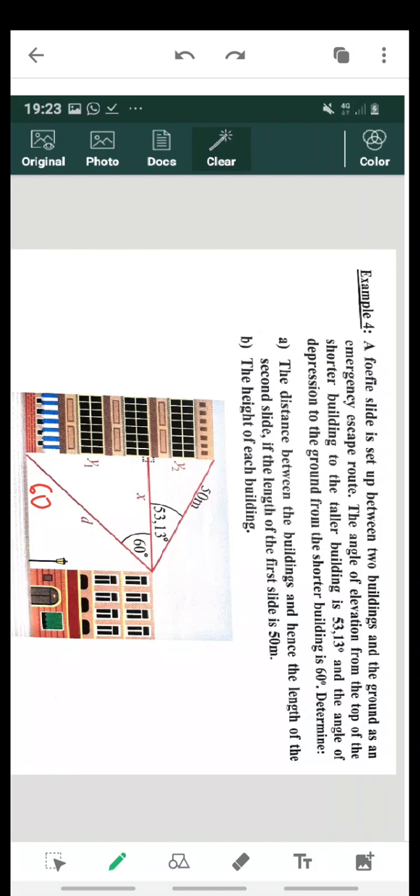Determine the height of each building. So we know that from the sketch, y1 represents the height of the shorter building. You agree with me? And then y1 plus y2 represents the height of the taller building. So let's start by finding y1. What do we have?